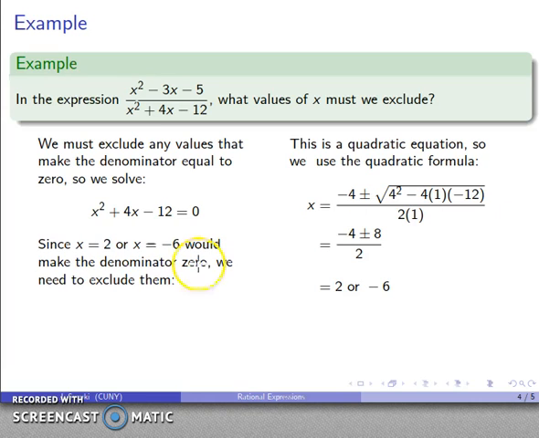Since x equals 2 or negative 6 solve this equation, x equals 2 or negative 6 will make the denominator 0, and I have to exclude them. I have to forbid that possibility. x cannot be 2 or negative 6. And I'll write that exclusion this way.